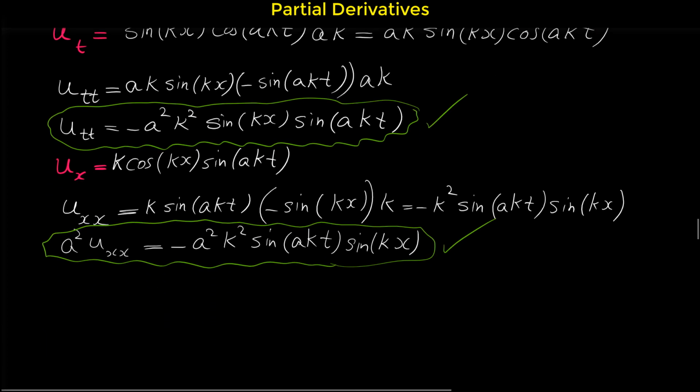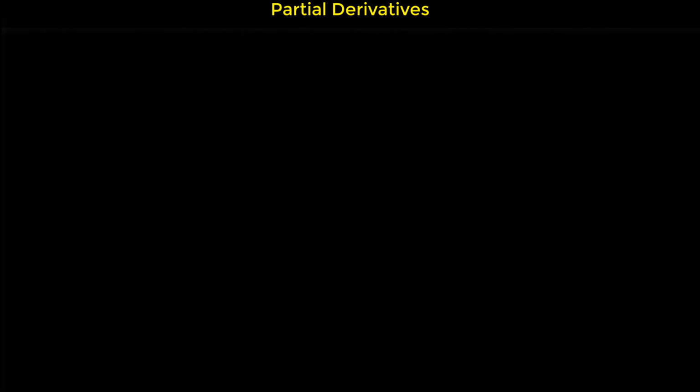Let's do another example. In this question, we want to prove that this function u, f of x plus at plus g of x minus at, is a solution for the wave equation.